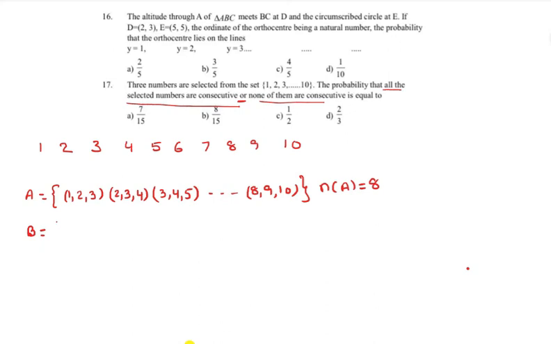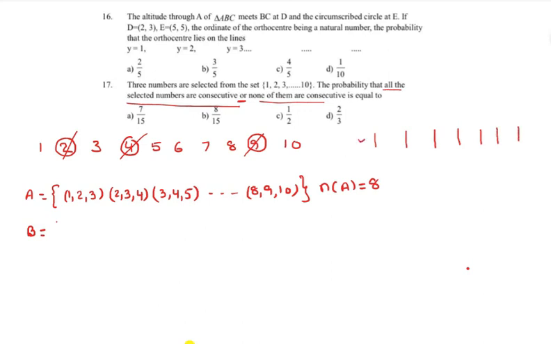Next, the second one is none of them consecutive. None of them consecutive means what? So how to find out none of them consecutive? Suppose I selected 2, 4, and 9. Among these none of them are consecutive. So forget about these three numbers. Now we have 1 and 3, 5, 6, 7, 8, 10.